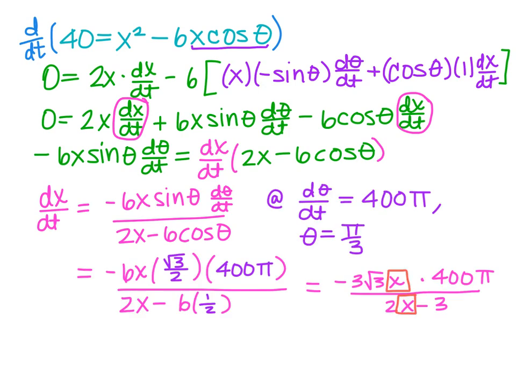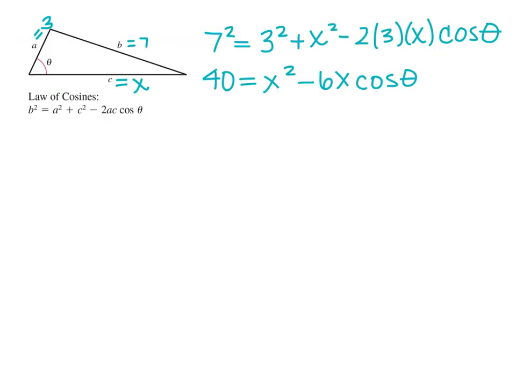So now I'm going to plug in what I have. I'm going to replace d theta over dt with 400 pi right here. And I'm going to replace every theta, so sine theta and cos theta, with pi over 3. Sine of pi over 3 is root 3 over 2, and cosine of pi over 3 is 1/2. When I simplify it just a little bit, here's what I'm left with, but I still have this x in here. I'm wondering if we can solve for x.